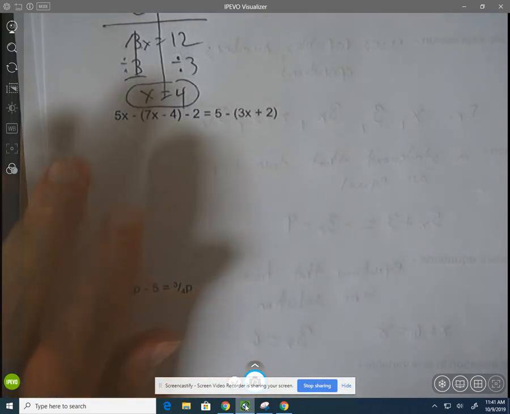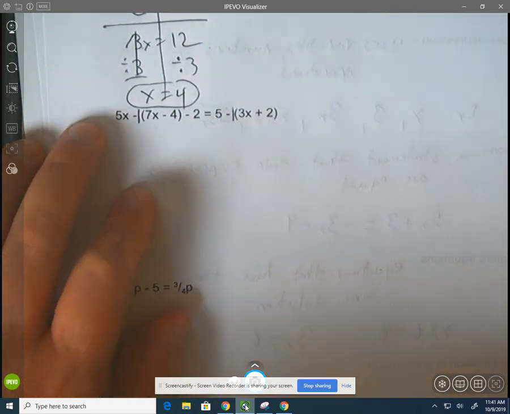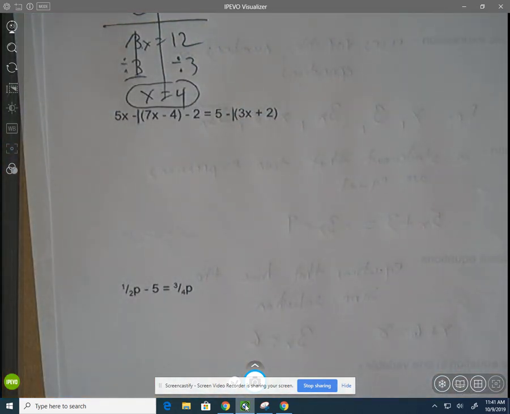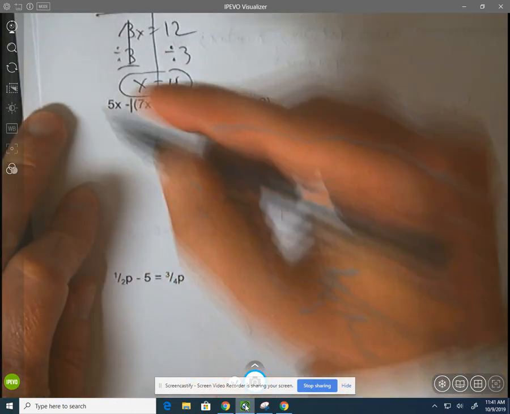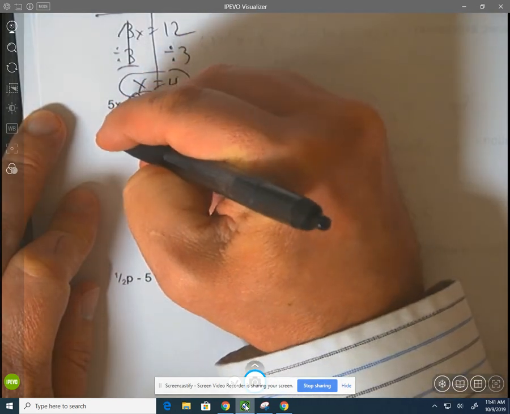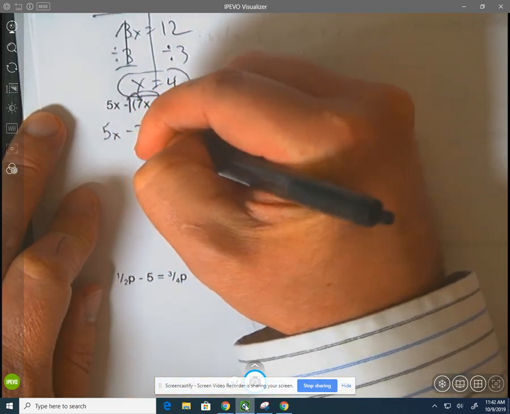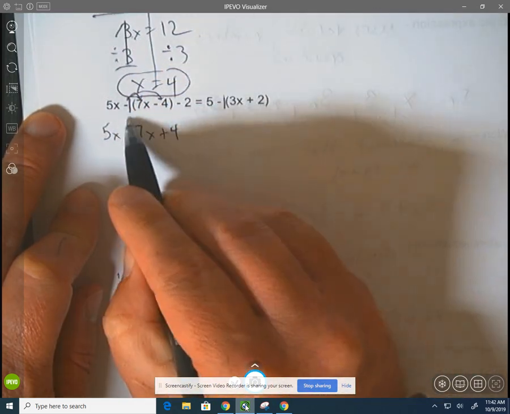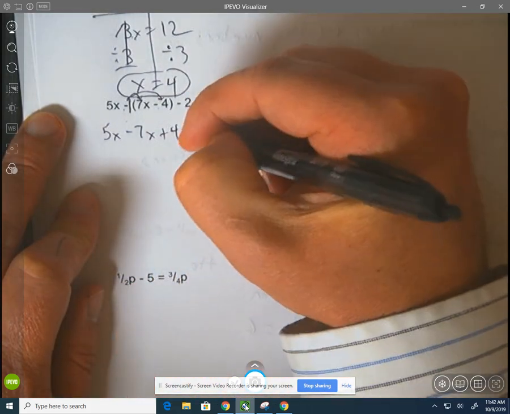Looks like we've got some distributive property. I'm going to put some 1s in front of there. And again, I'm reading this subtraction as a negative sign all the way through. So now I'm just going to distribute. So the 5x just comes along, and I've got minus 7x and plus 4, negative 1 times negative 4. And I've still got the minus 2.